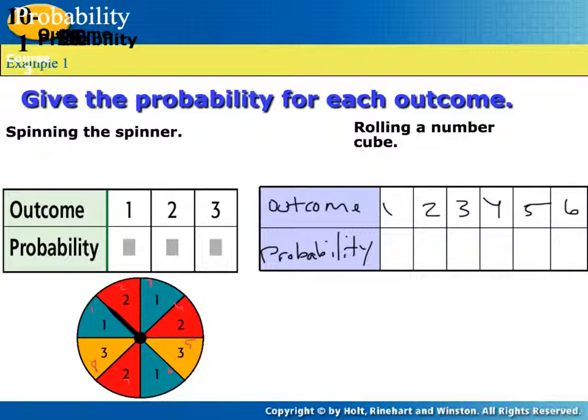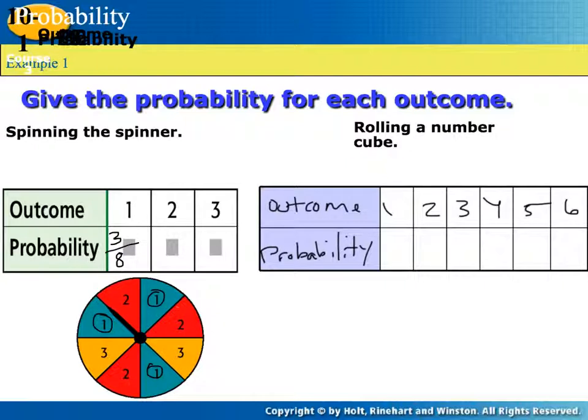All right, so if I'm looking for the probability of spinning a 1, how many 1s are there? 1, 2, 3. There are 3 sections of 1s. How many total sections are there? 8. I have a 3 out of 8 chance of spinning a 1. Okay, I want you to try to finish 2 and 3. Pause and go.